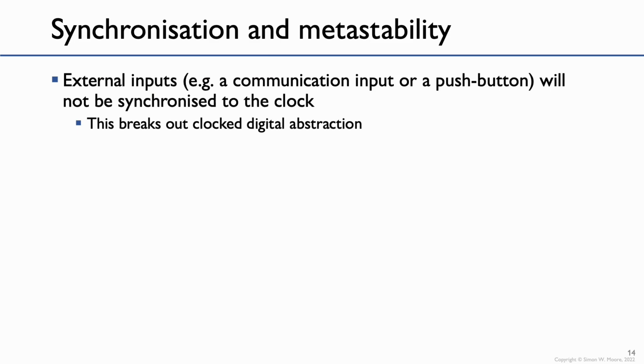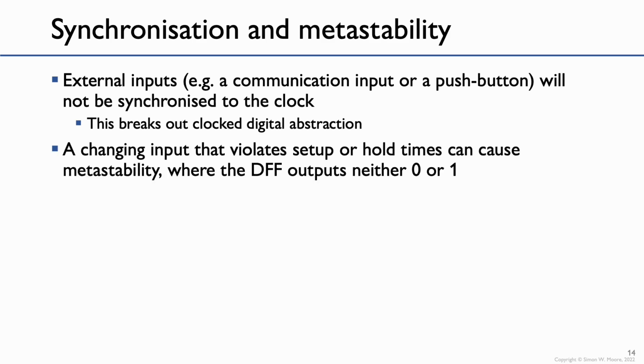We need to be able to deal with external inputs. So it could be some sort of external communication input, or even something simple like a push button pressed by a human. And these things are not going to be synchronized to our internal clock. And if we're not careful, this is going to break our clock to digital abstraction. If a changed input violates setup and hold times, then it's going to cause the D flip-flops to go into what's called metastability, where the output is neither a 0 nor a 1, and this can basically introduce all sorts of erroneous behaviour into our circuit.